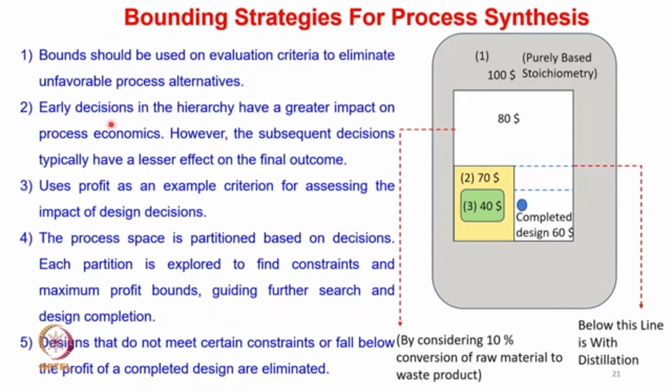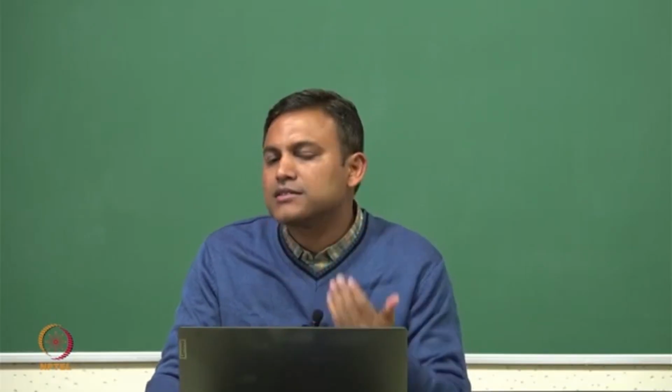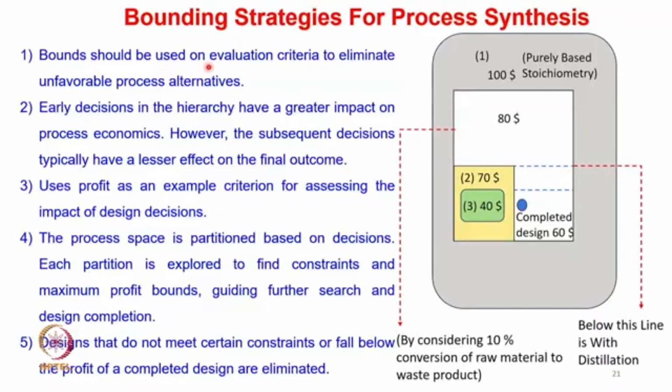Next is, when different flow sheets are generated, we use the bounding strategies to evaluate these different flow sheets. So the bounds should be used on evaluation criteria to eliminate unfavorable process alternatives. Early decisions in the hierarchy have a greater impact on the process economics. However, if you look at the subsequent decisions, they typically have a lesser effect on the final outcome.